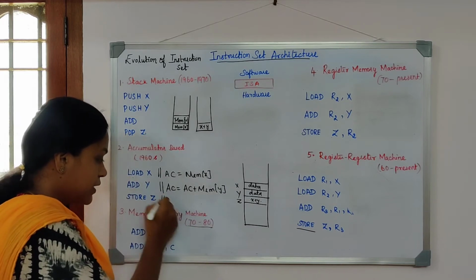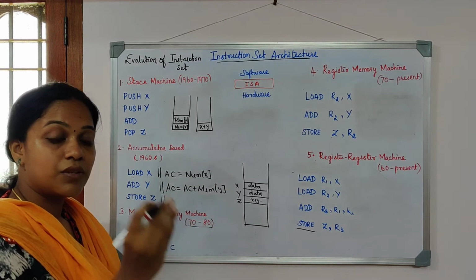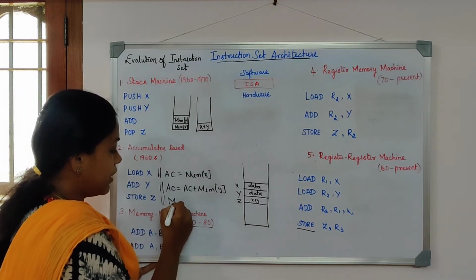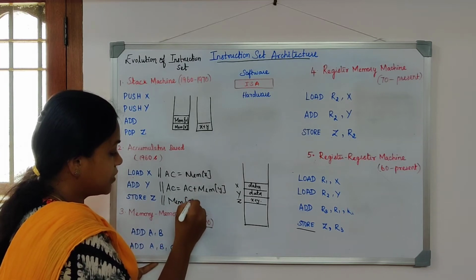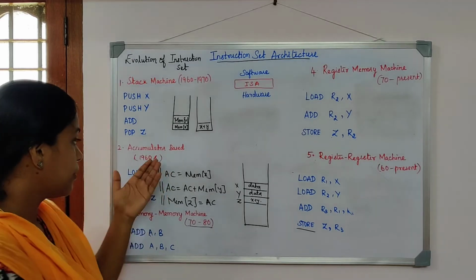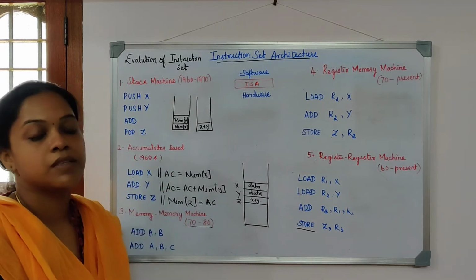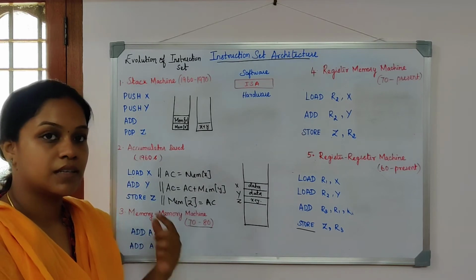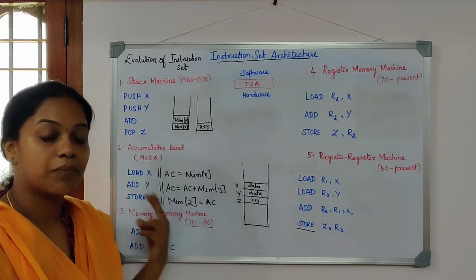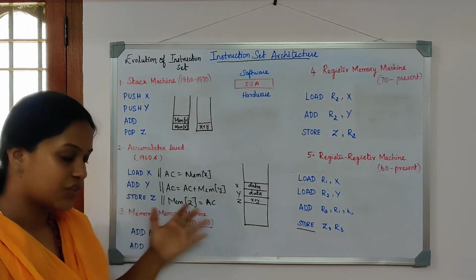Now moving on to the next instruction, store z. The resultant value that is present in the accumulator is stored in the memory location z. So this is what is happening in the accumulator based machine. Here, one operand is from the memory, and the other operand is taken by default from the accumulator. So this is all about the accumulator based instruction set.